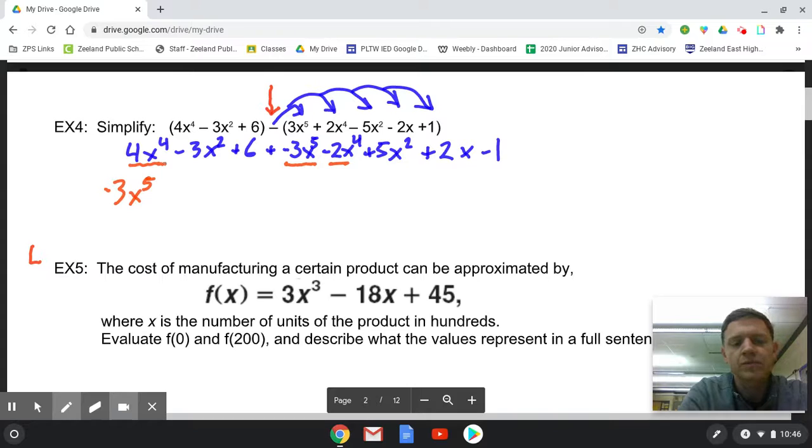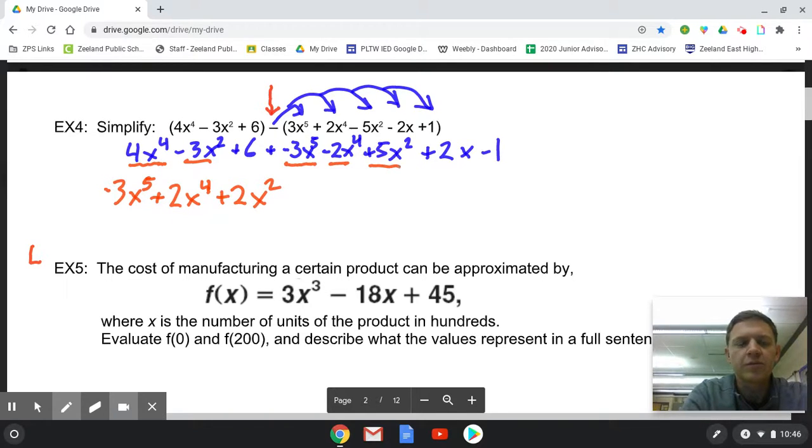4 apples plus negative 2 apples is positive 2x to the 4th. All right, any cubed terms? I don't see any. So we can skip cubes on to squareds. There's a negative 3x squared and a 5x squared. If you add those together, you should get a 2x squared. All right, those are those terms.